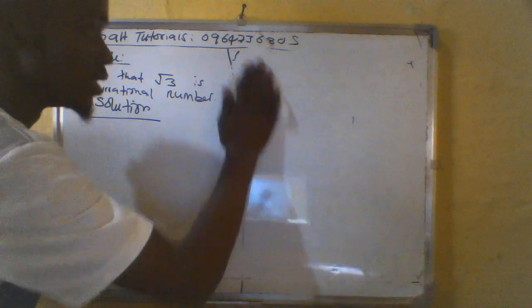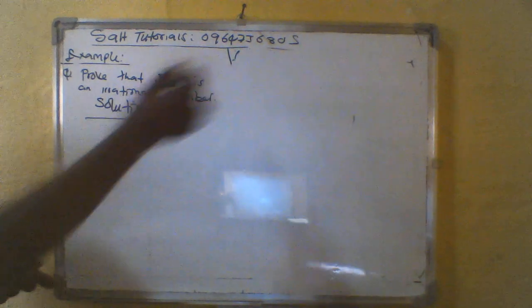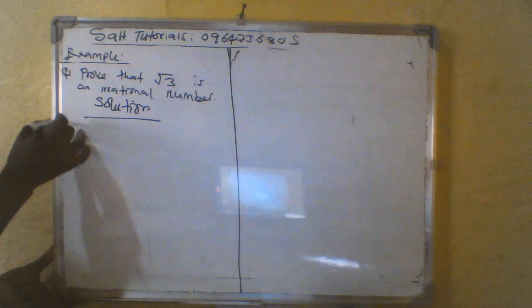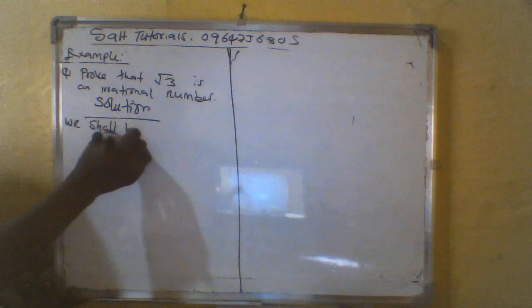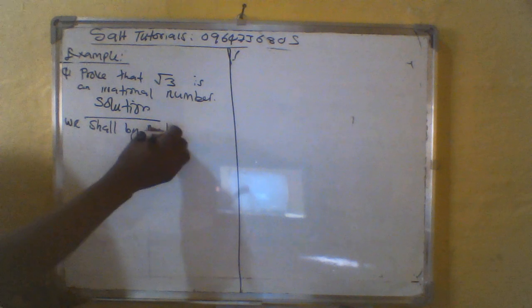So we start. First step is we shall prove by contradiction. Method of contradiction.